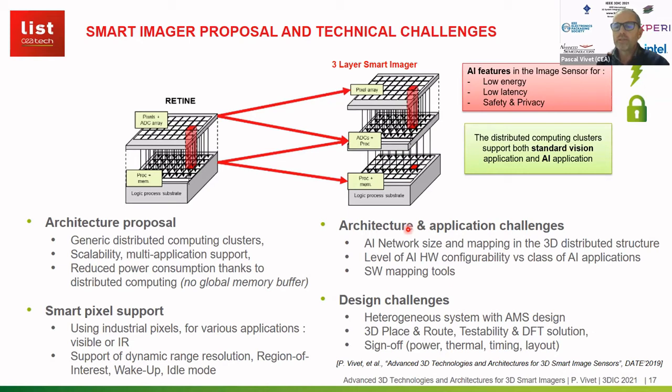Of course, there are lots of architecture and application challenges: network sizing and mapping into this 3D distributed architecture, and what is going to be the hardware configurability that we are able to achieve versus the class of AI applications that we are targeting. So we are currently doing some high-level prototyping and sizing using in-house tools and high-level synthesis, HLS, in order to size the problem in terms of both memory sizing and memory and computation requirements. And we are also developing software mapping tools. Of course, then we'll have design challenges in terms of 3D physical design, because we have a heterogeneous system which is both analog and mixed signal, 3D place and route, testability, DFT, sign-off, etc.